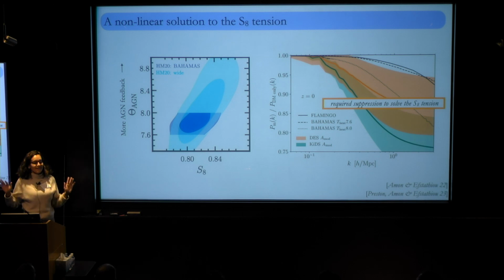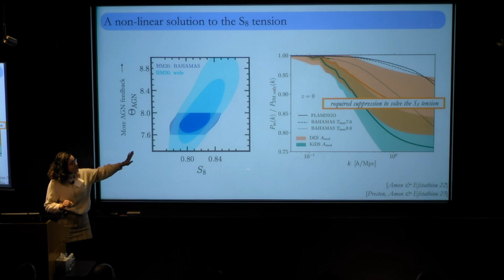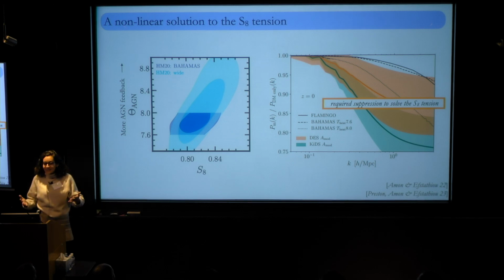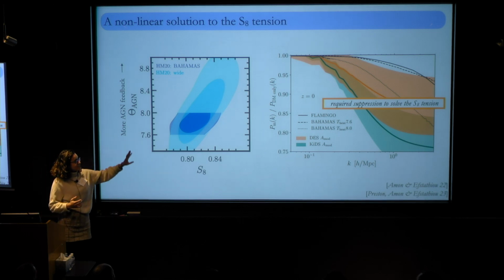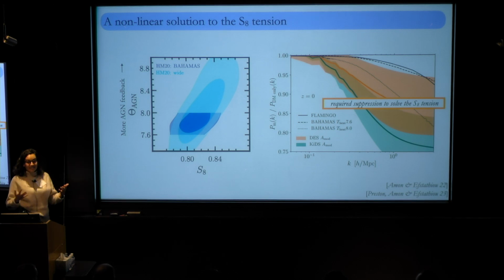So you're saying, OK, Planck, BAO, CMB lensing, they all do a pretty good job of telling us cosmology on linear scales. And let's use the weak lensing instead to tell us about the nonlinear scales. So here we're fixing the cosmology. And that's the prediction for how much you need to suppress the matter power spectrum to resolve the S8 tension.